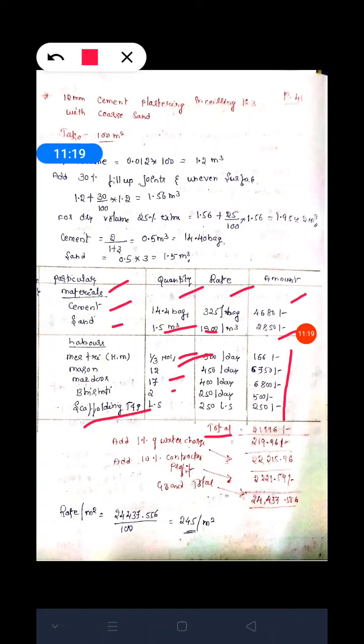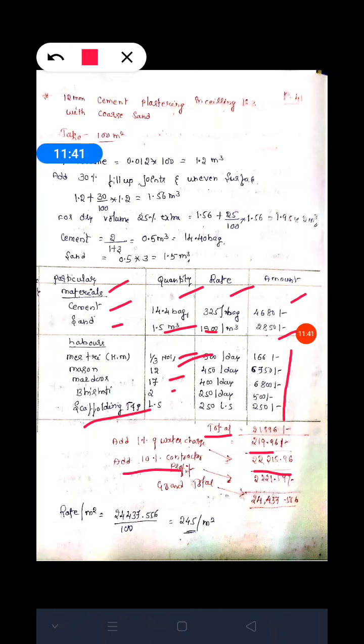Then after adding material cost and labor cost, the total amount we got is 21,996. For this we add 1% of water charge here. After adding 1% water charge, we got 219 rupees 0.96. Then the total cost is equal to 22,215.96 after adding the water charges here.